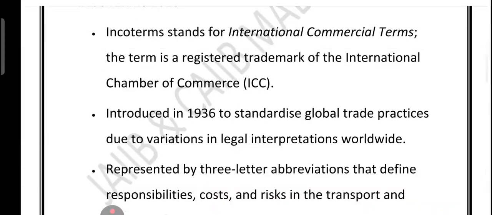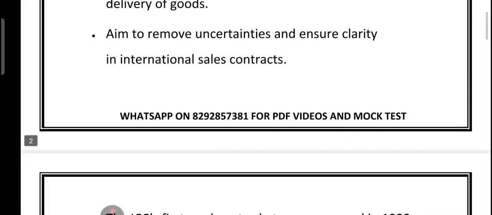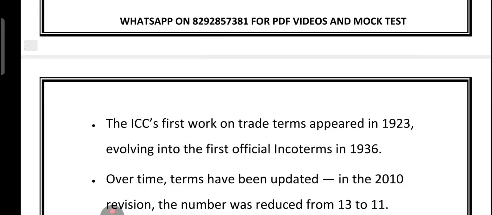So we started with the Incoterms. I told you that Incoterms stand for International Commercial Terms, an ICC trademark. It was first introduced in the year 1936 to standardize global trade. Three-letter codes which define responsibility, risk, and cost. Aim is to remove uncertainty in the sales contract. ICC first worked on trade terms in 1923, and officially Incoterms started from 1936. In 2010 it was revised, where terms were reduced from 13 to 11. An example I gave you, EXW, which means the buyer handles all the cost and risk after pickup.